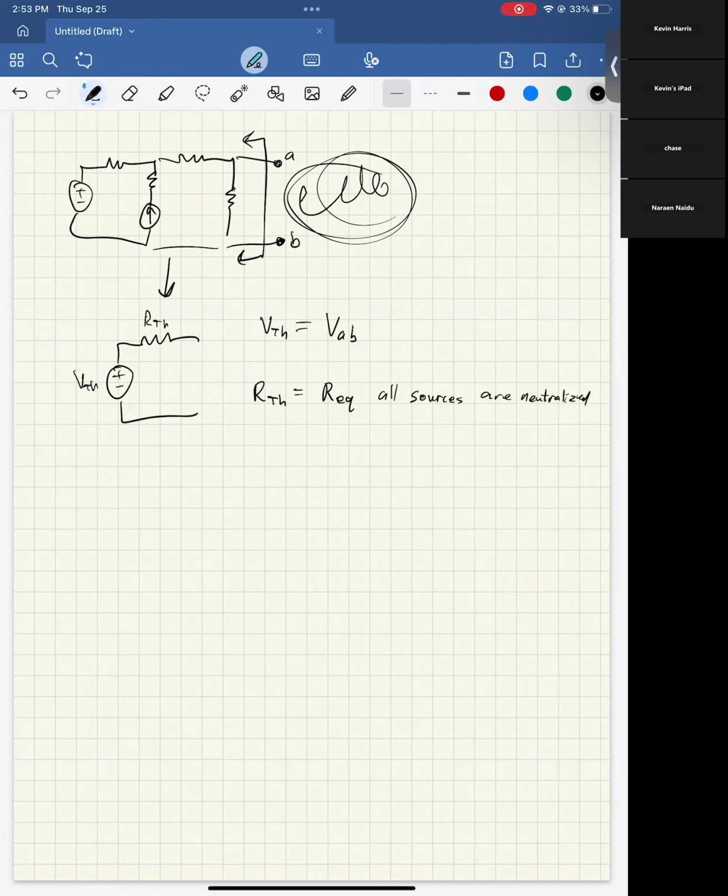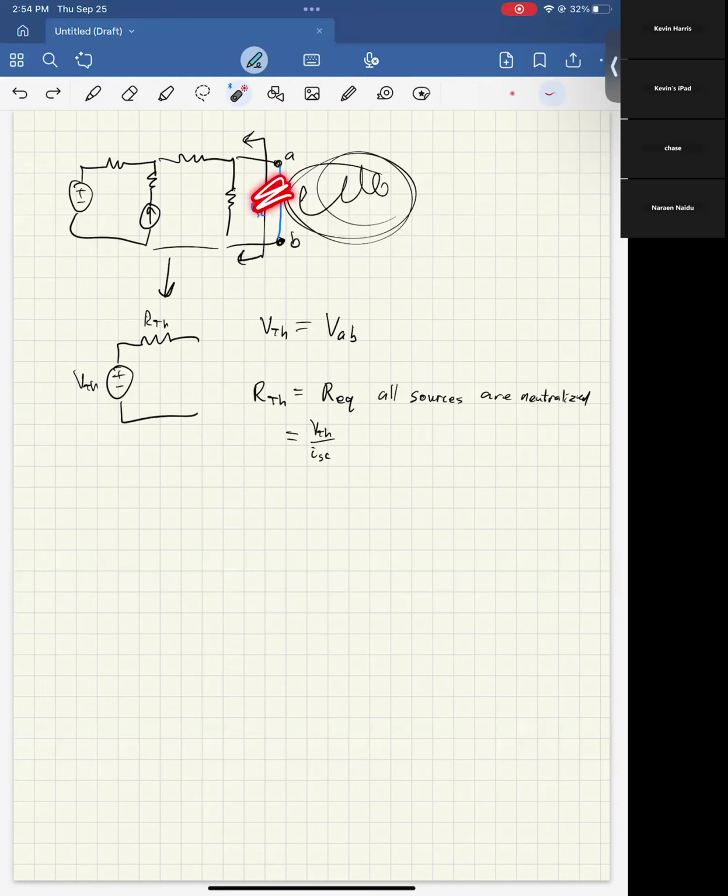or you can think of it as if you were to put a wire here, what would be the current that flows here? So, if we call this I short circuit, then it also equals the VTH over that short circuit current. Those are the two ways you can do it. If you want to find the short circuit current, basically you'd have to solve the circuit twice.